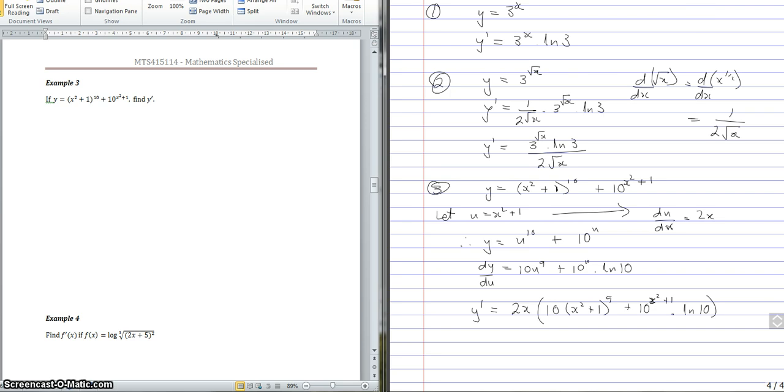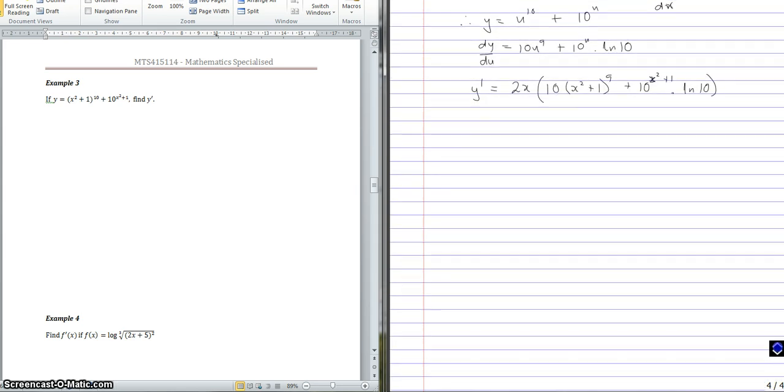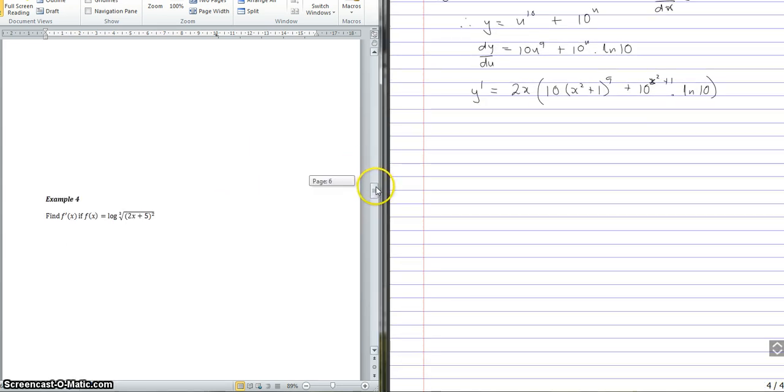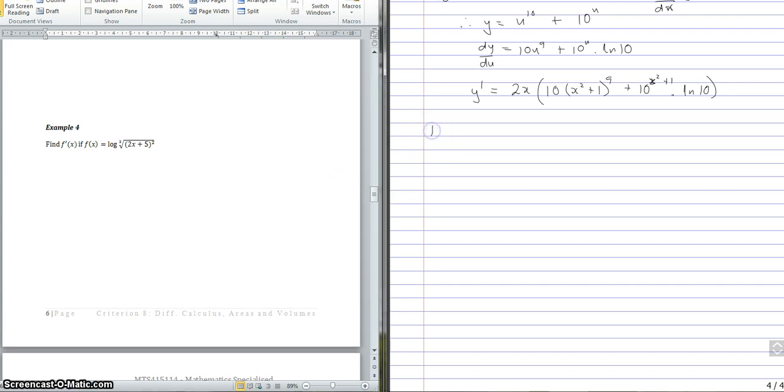Okay, so we'll keep scrolling down and we'll look at our next example, 4. We've got f of x is equal to log of the cube root of 2x plus 5 all squared inside there. When we just have log and there's no base written, that's the same as log base 10. Okay, so log is the same as log base 10.